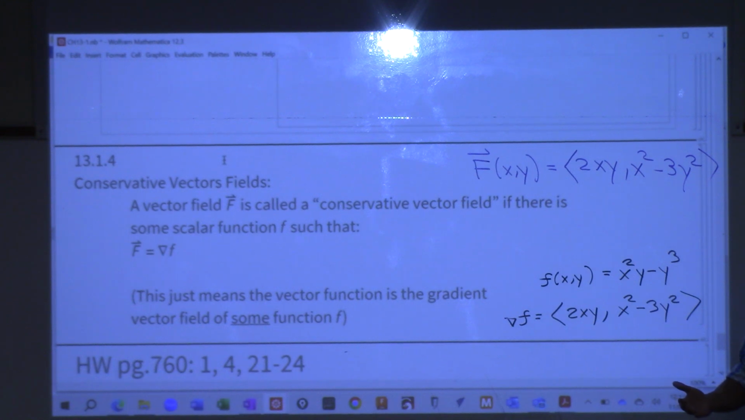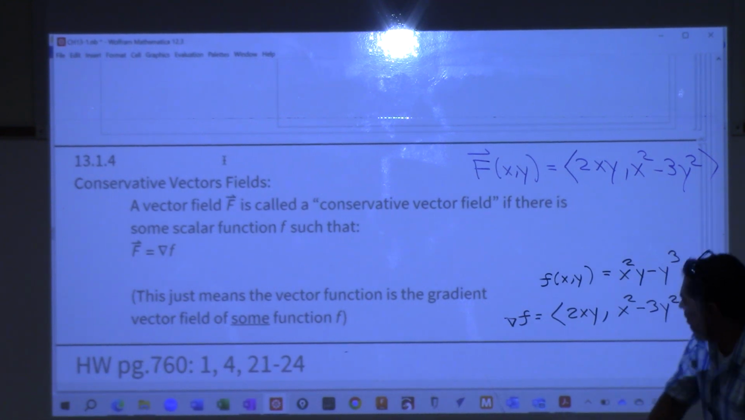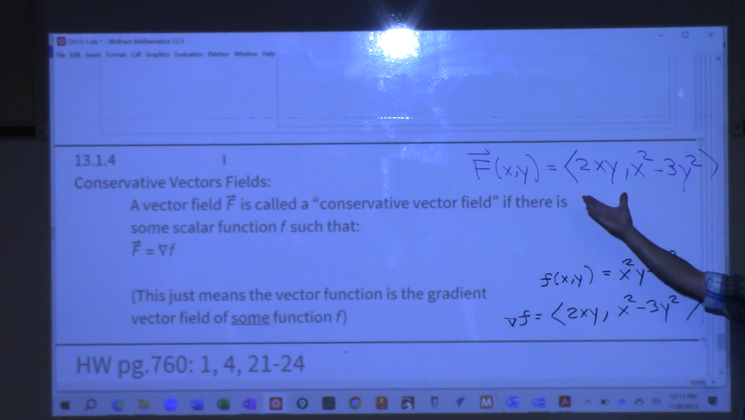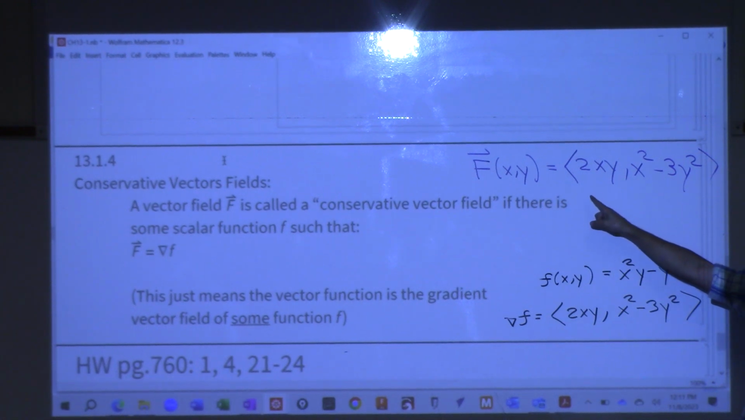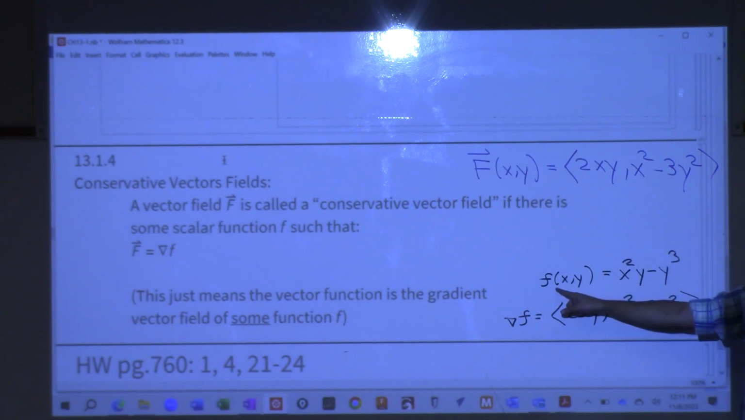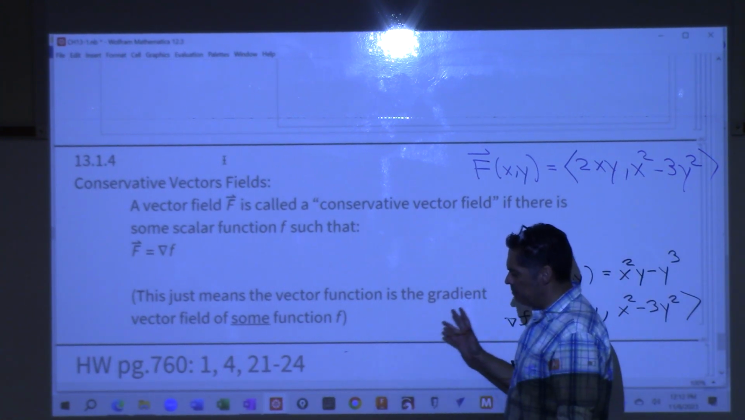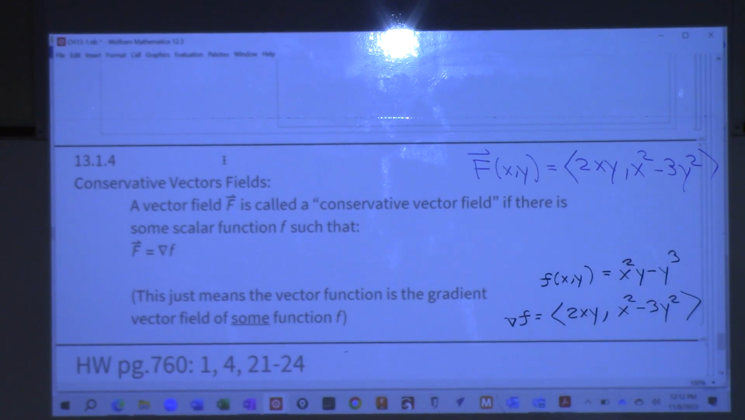That's just the definition. The challenge would be, had I not given you this and I just started the whole conversation with this and said, is that conservative? Then what would you have to do to answer yes? You would have to find the little f that creates that when you take the gradient. And it's possible to do. But for now, this is just a definition. We're going to use it again, so please put it in there because we'll need it. When I say conservative, that means it's the gradient of some scalar function.